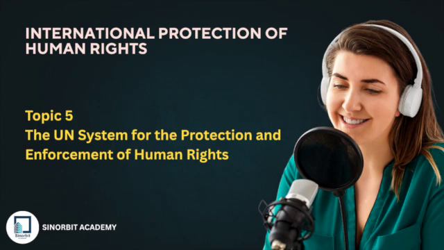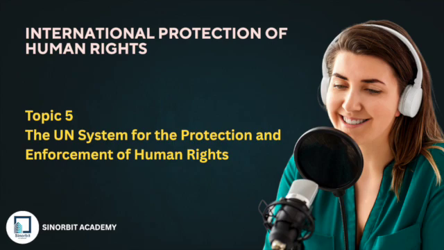What's the second key mechanism, the one that's optional? Individual communications or petitions? Right. This allows individuals who claim that their rights under a specific treaty have been violated by a state party to bring a complaint directly to the relevant treaty body. And the source calls this a quasi-judicial process. Why quasi? It's not quite a court case, is it?